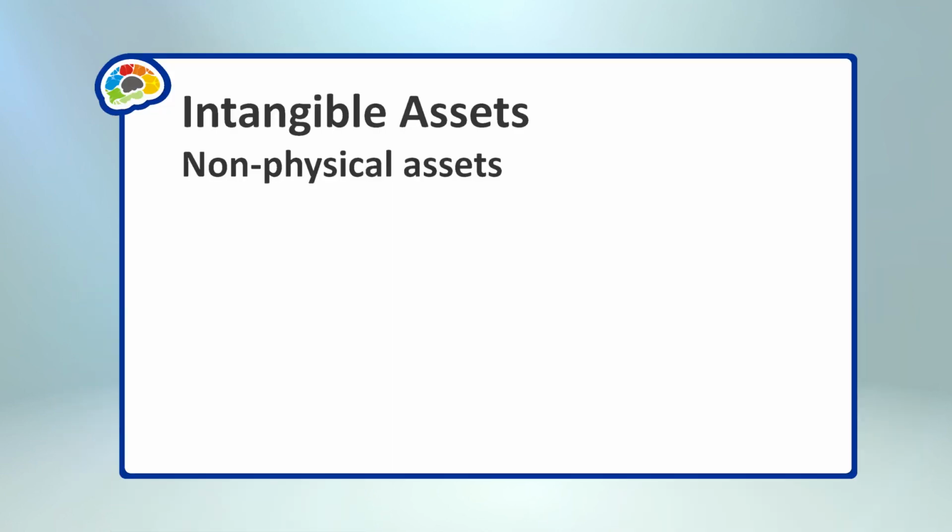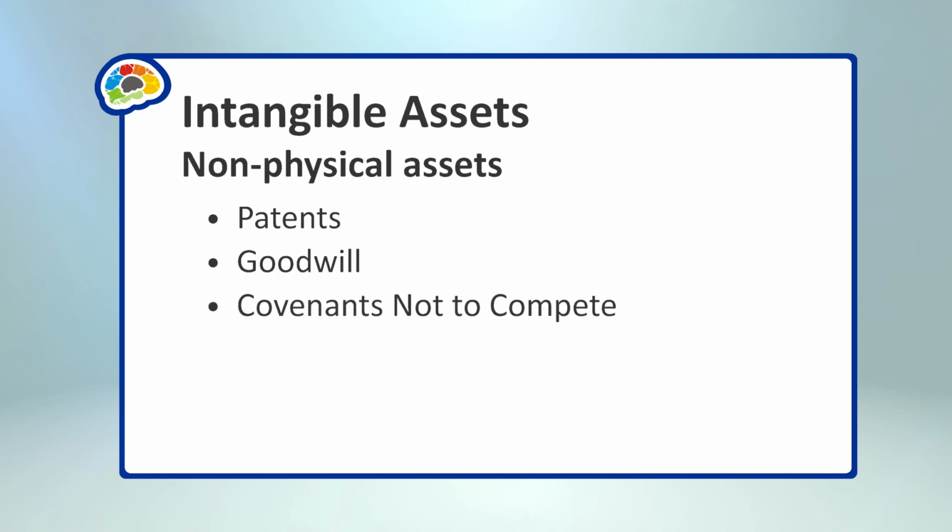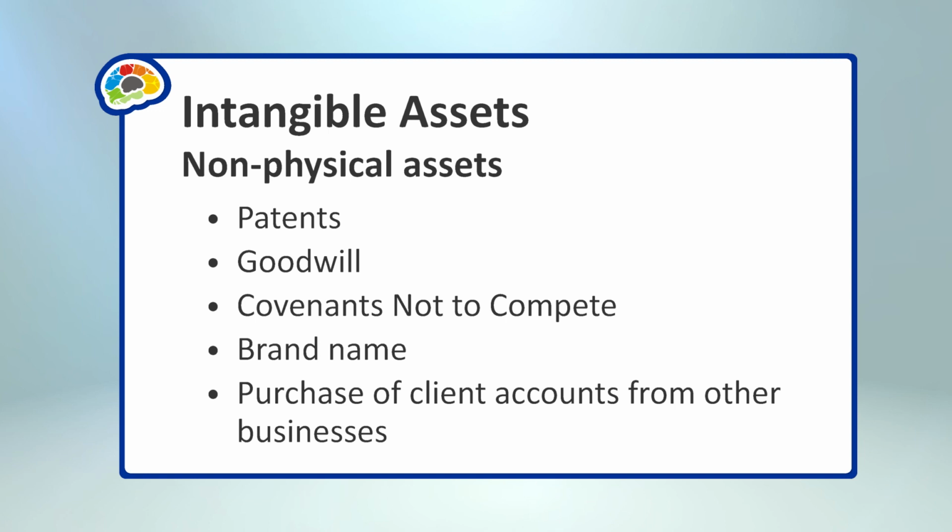Short-term investments are also current assets. These include money market accounts that mature within a year. So far, we've talked about the distinction between fixed versus current assets. Earlier, we mentioned there's also a distinction between tangible and intangible assets. Intangible assets are non-physical assets, which add value to an organization. Examples of intangible assets are patents and goodwill, covenants not to compete, brand name, and even the purchase of client accounts from other businesses. All of these are non-physical assets that add value to a company.